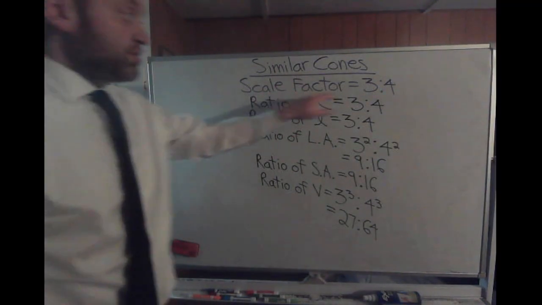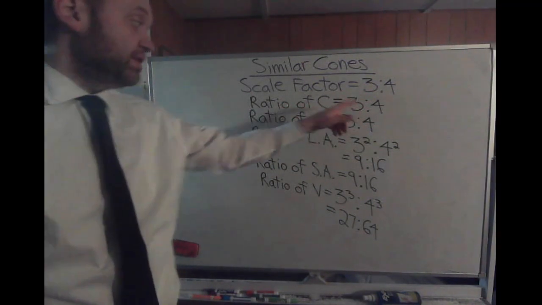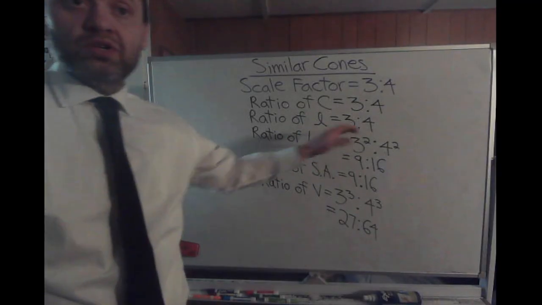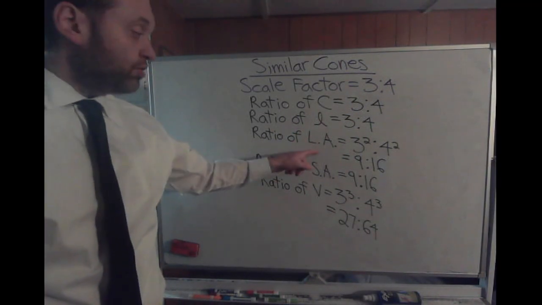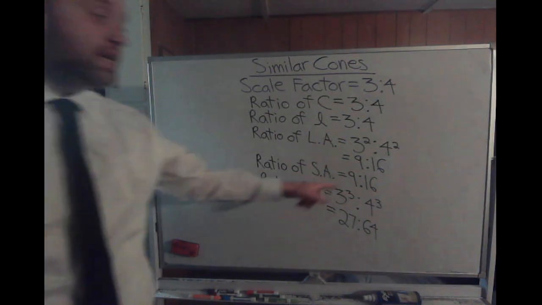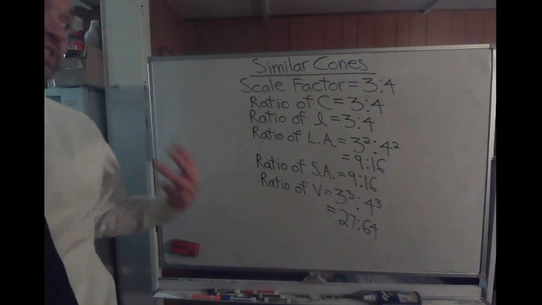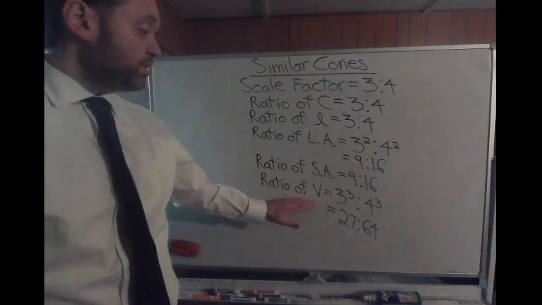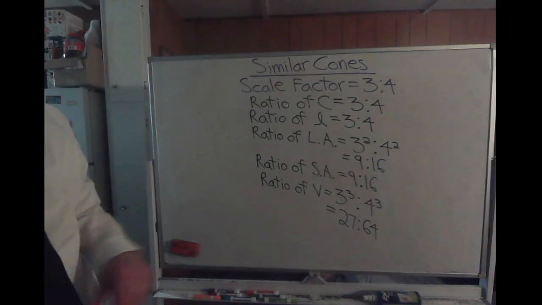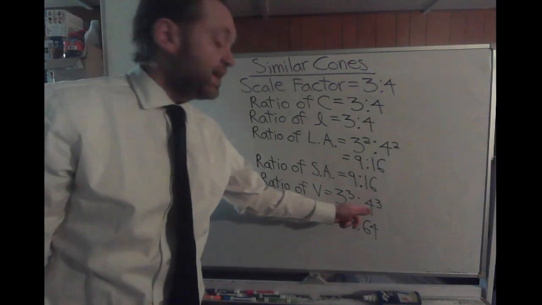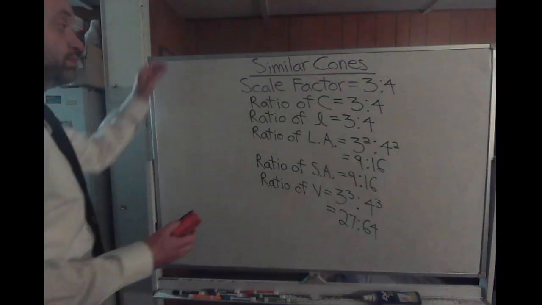So your scale factor is 3 to 4, which means the ratio of your base circumferences is also 3 to 4, and the ratio of your slant heights would also be 3 to 4. Now the ratios of your lateral area and your surface area would both be 9 to 16, because you take each of your parts of the scale factor, set it to the second power. And then the ratio of your volumes would be 27 to 64, because you'll take each of your parts of your scale factor, raise them to the third power. And I got 5 more examples here.